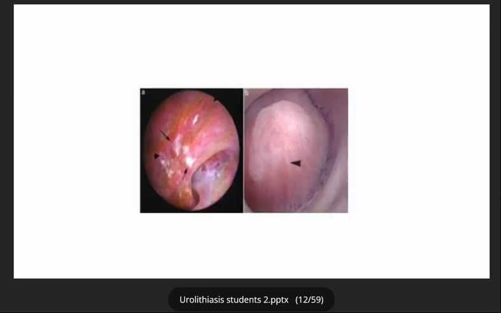This is an example of Randall's plaque. This is a picture during ureteroscopy inside the kidney, and you can see these yellow, whitish spots. These are Randall's plaques. And these Randall's plaques are the origin of urinary stones.